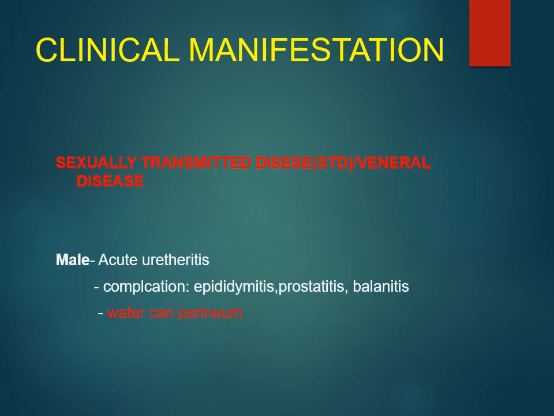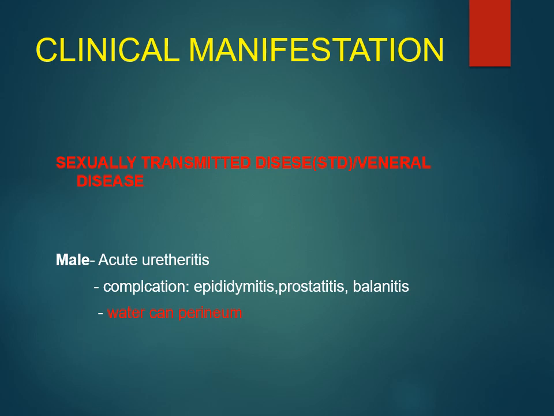And how does the patient present? When the patient is a male, he presents with acute urethritis, that is the inflammation of the urethra. The patient presents with purulent urethral discharge. Purulent means it's pus like. If it is not treated, there is a very high chance of complications. Complications could be inflammation of the epididymis, that is epididymitis, prostatitis and balanitis.